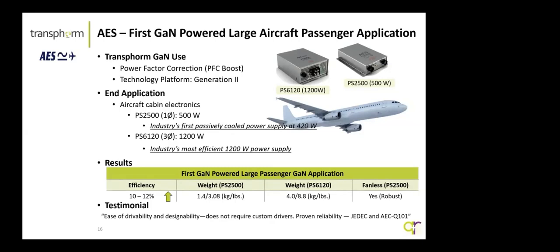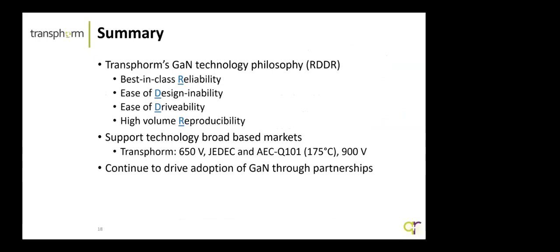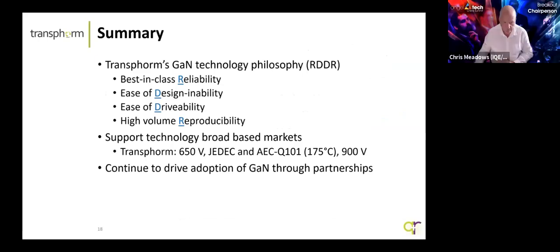We want to make sure that our customers have the most reliable GaN technology in the market, and that's where we're continuing to work towards. So basically, in summary, Transform's GaN technology philosophy is based on what we consider RDDR, which is world-class or best-in-class reliability, the ease of design-in ability, the ease of drivability, and high-volume reproducibility. With all four of these, our customers can be guaranteed that they're getting the best GaN technology in the market.